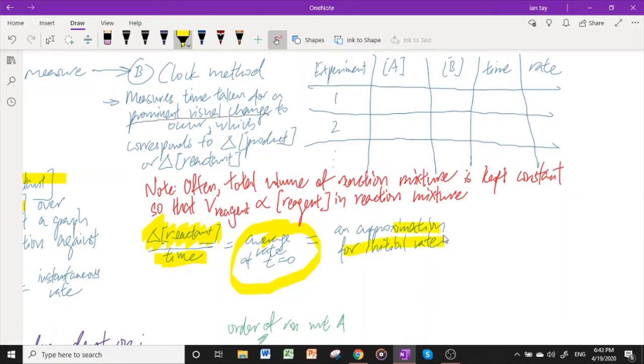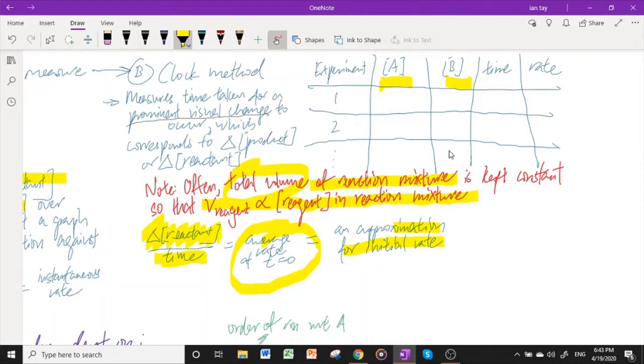As we'll see later, we are normally quite interested in how the rate of the reaction is dependent on the concentration of the reactants. So what we can do is vary the initial concentration of the reactants we are using and then see how the rate of reaction changes by deriving rate based on the time taken for the prominent visual change to occur. And often the total volume of the reaction mixture is kept constant, so that the volume of the reagent is proportional to the concentration of the reagent in the reaction mixture.